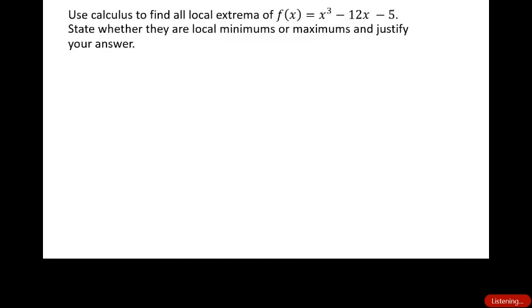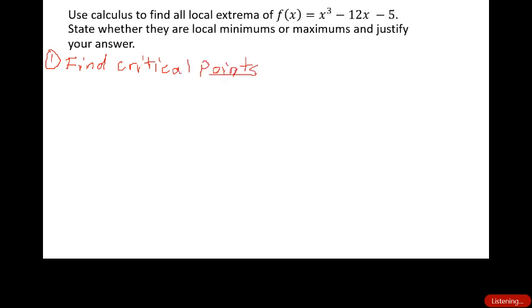So for this next one, we're going to use calculus, i.e. we're going to use derivatives, to find all of the local extrema of f of x equals x cubed minus 12x minus 5, and we're going to state whether they are local minimums, local maximums, or maybe neither, and we're going to justify our answer, which means please state what test you used. So the first step is to find where the local extrema could occur. Local extrema always occur at critical points. The first step is to find the critical points.